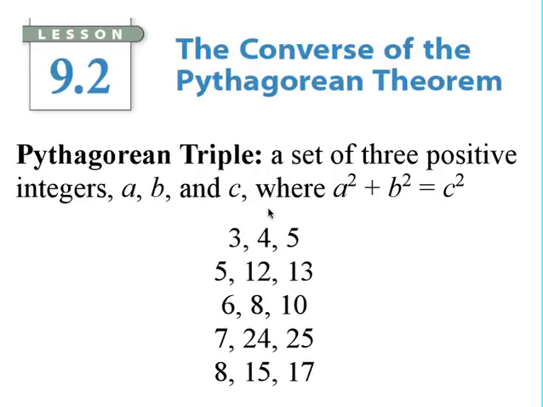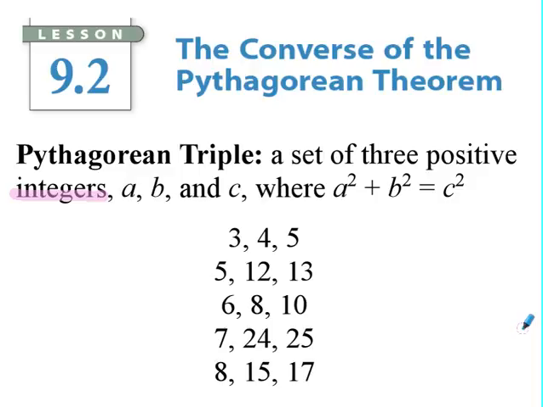A Pythagorean triple is a set of three positive integers, a, b, and c, where a squared plus b squared equals c squared. So the key word here is integers. Because if you remember, integers mean a whole number. It's a positive or negative whole number. So in this case, they're restricting it to positive integers only. Okay, so that means no decimals, no fractions. And so they have to fit the form a squared plus b squared equals c squared.